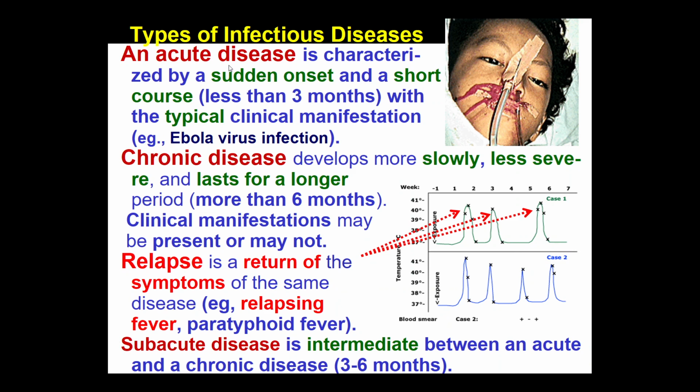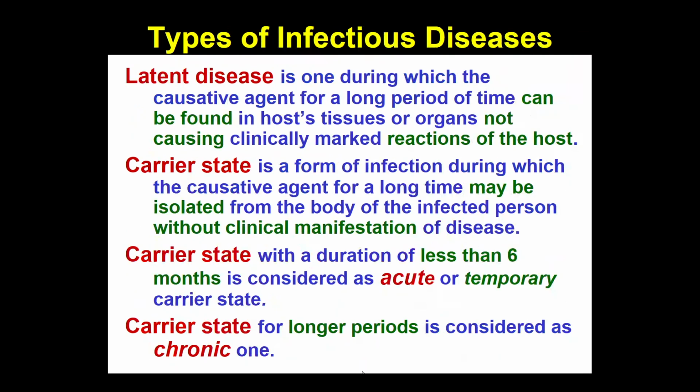In contrast to acute and chronic diseases, subacute diseases may occur. Subacute is the intermediate disease between an acute and chronic disease that lasts from 3 to 6 months. It means if a disease lasts less than 3 months, this is acute; more than 6 months, this is chronic; and subacute when the disease lasts from 3 to 6 months usually.